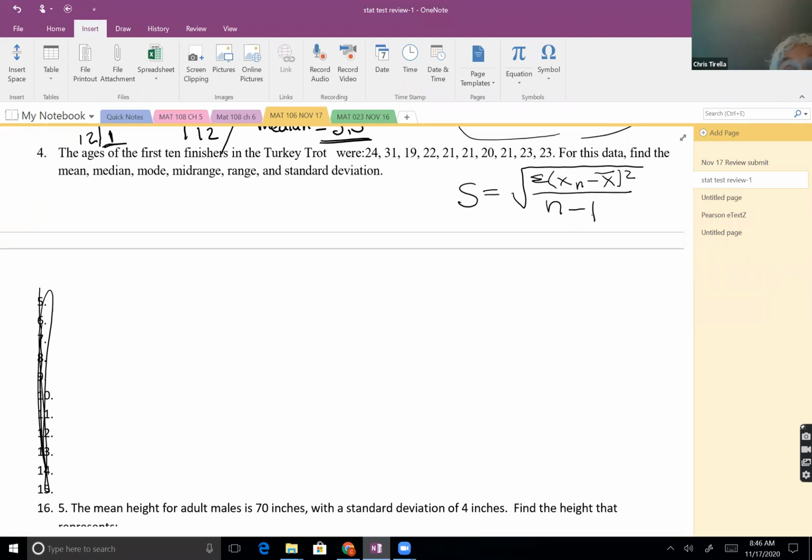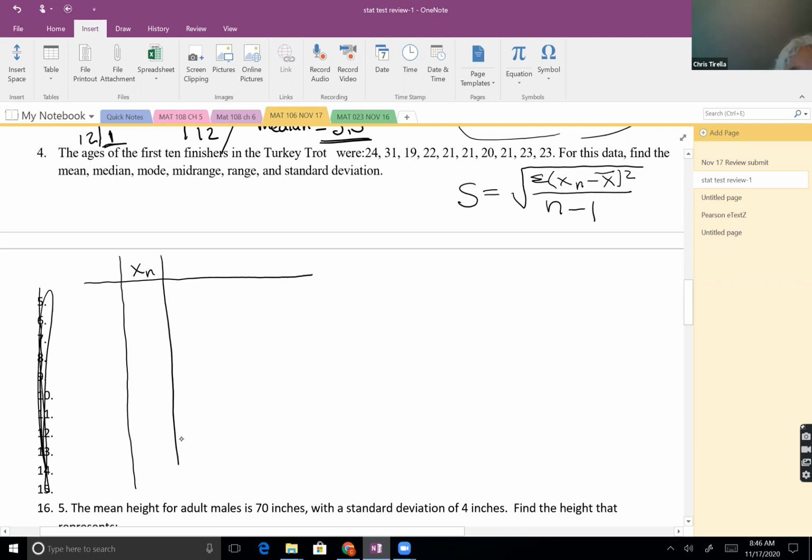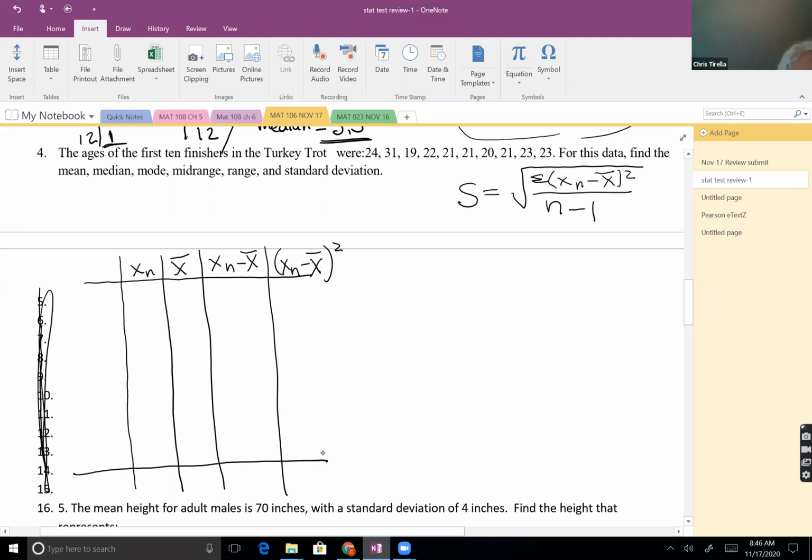You can also make use of a table. And so I have the start of a table for you on the test to remind you what you need. And we have the data values, the mean, the data value minus the mean, and the data value minus the mean squared. And down at the bottom, we usually find the total of most of those columns.